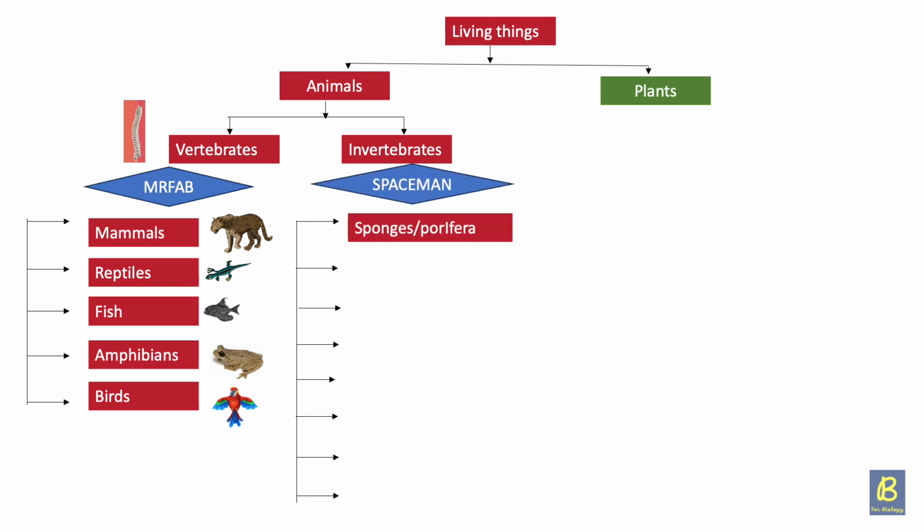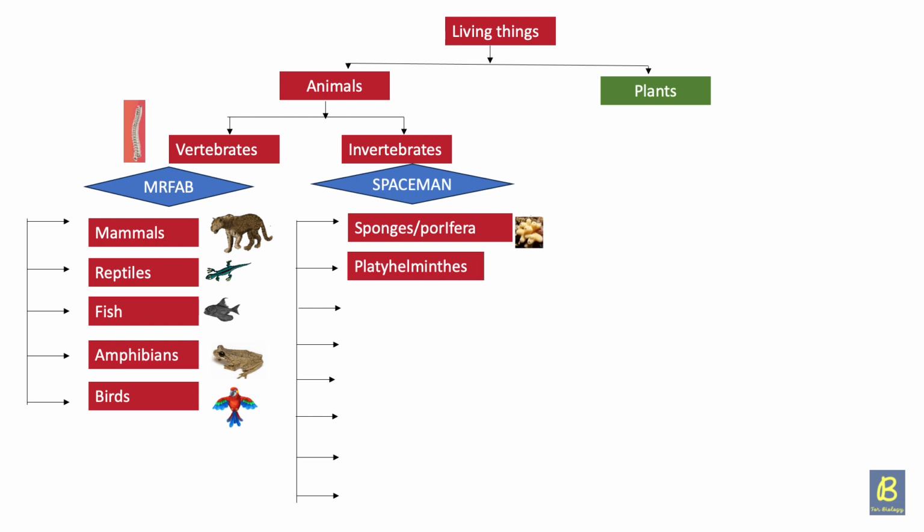S stands for sponges or porifera group. These amazing creatures have inhabited our oceans for over 500 million years. They play a crucial role in the marine ecosystem. Sponges come in a variety of shapes, sizes, and colors.